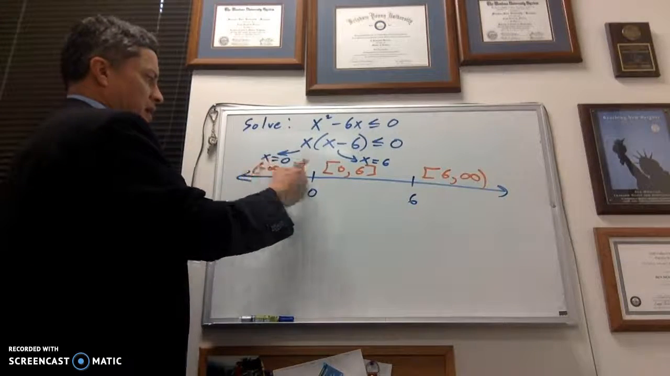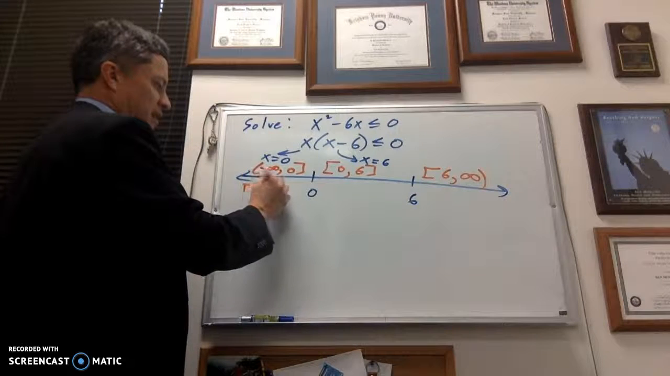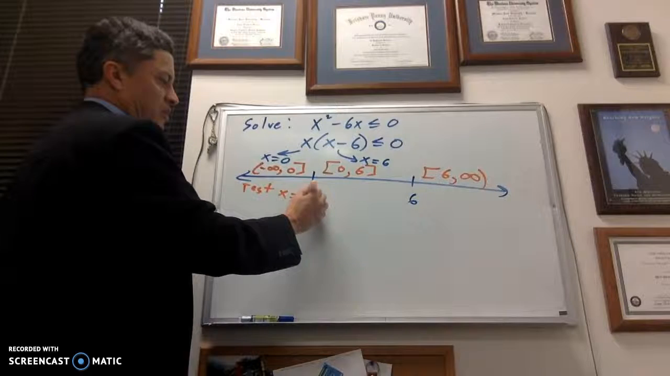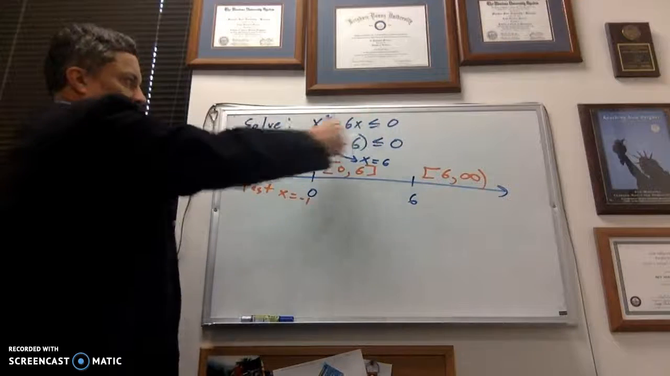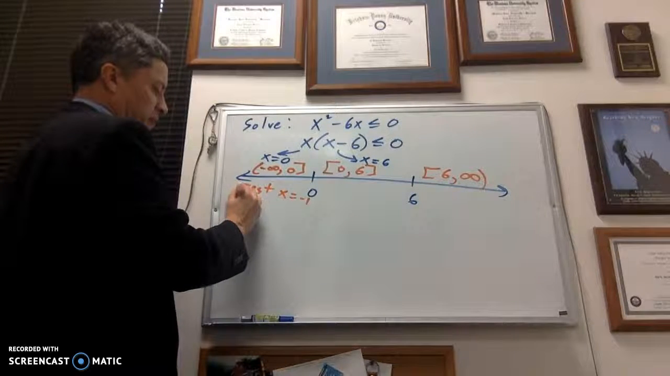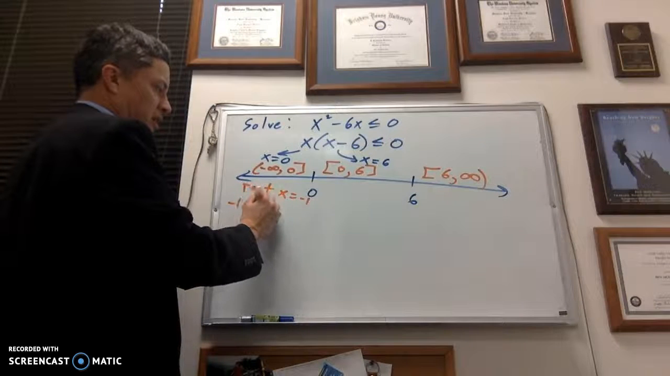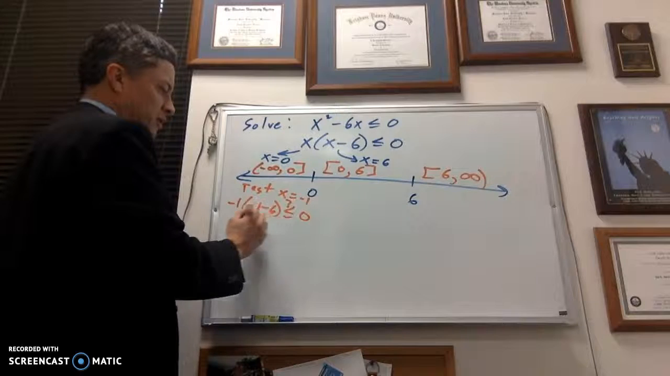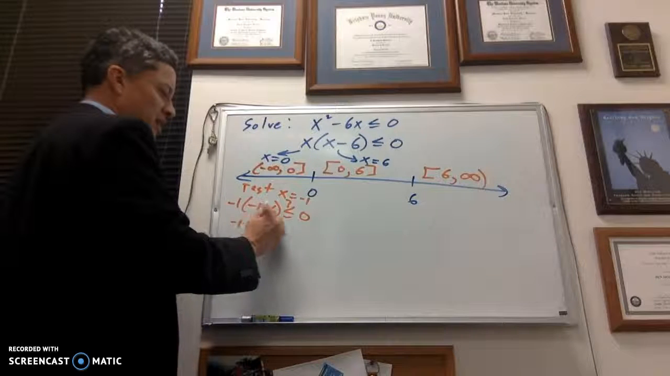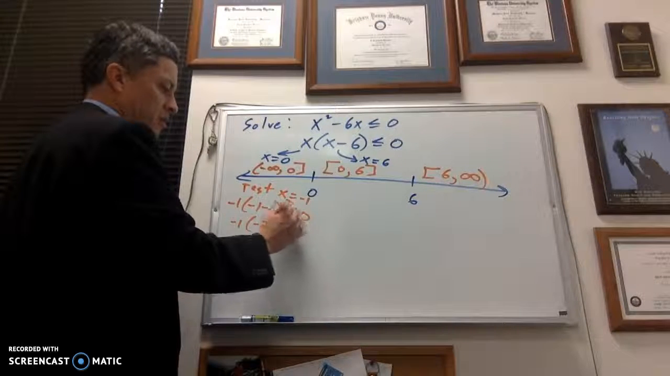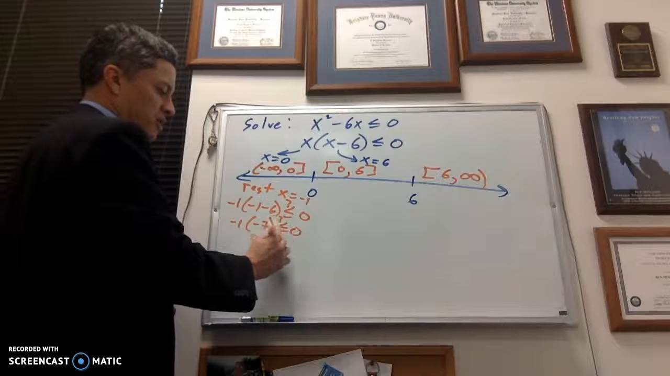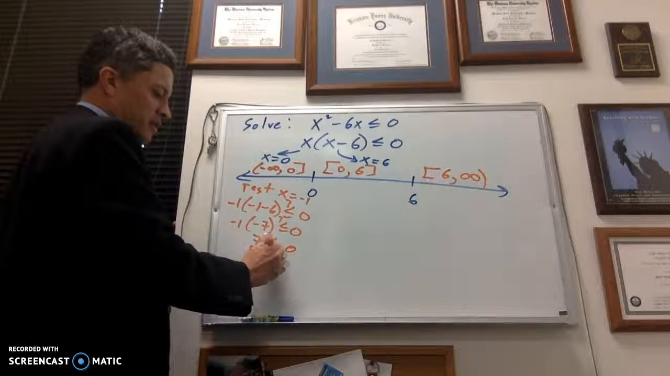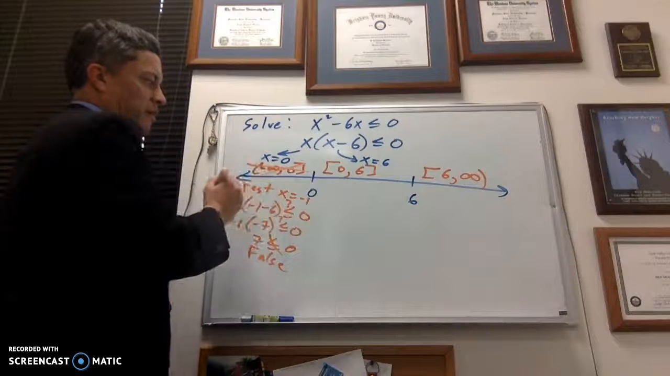Let's test them. I'll test a point inside this guy, negative infinity to 0. We'll try x equals negative 1. I'll plug it into the factored form here. Negative 1 times the quantity of negative 1 minus 6. Is that less than or equal to 0? Well, that's negative 1 times the negative 7 trying to be less than or equal to 0, which is 7 trying to be less than or equal to 0. That's false. See, so that interval did not work.